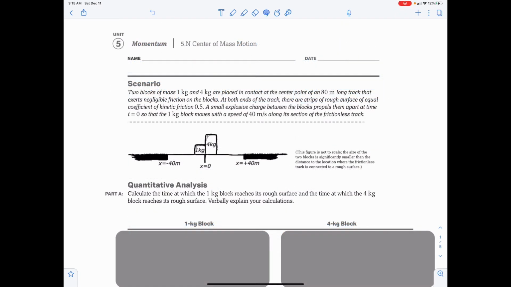AP Physics 1, Unit 5, Momentum. Activity N, Center of Mass Motion. Please remember to pause or rewind the video as necessary. Read the scenario along with me, please.